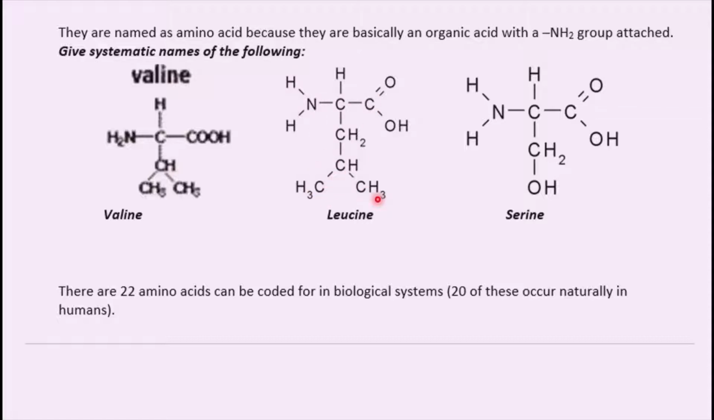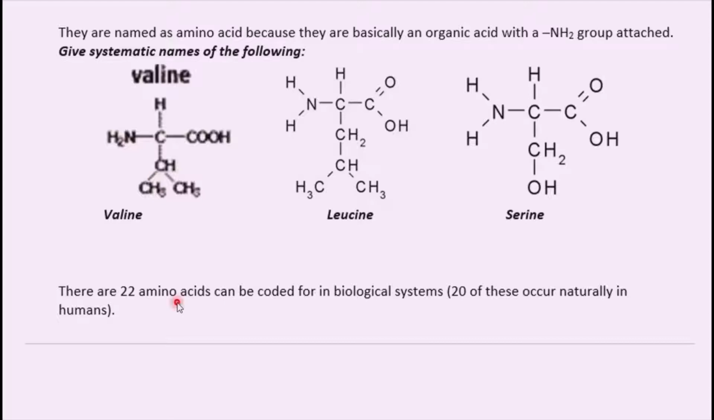4-methylpentanoic acid. And serine, 1, 2, 3 carbons, so it's based on propanoic acid. On the second one is an amino group, and on the third one a hydroxy group. So this would then be 2-amino, 3-hydroxypropanoic acid. So you can give them systematic chemistry names as well. And as we say, in biology, they tend to stick with using those more common names like valine, leucine, serine, alanine, glycine, things like that.